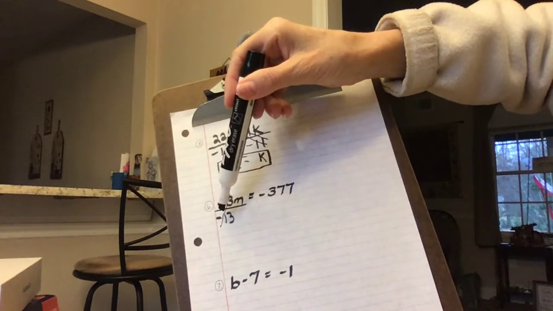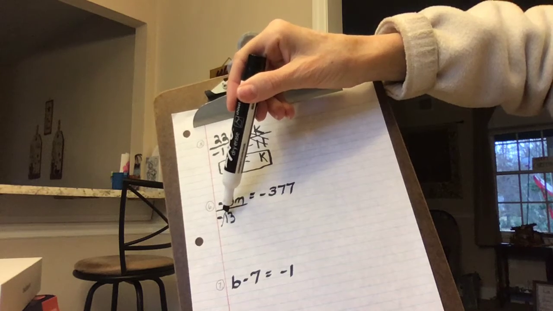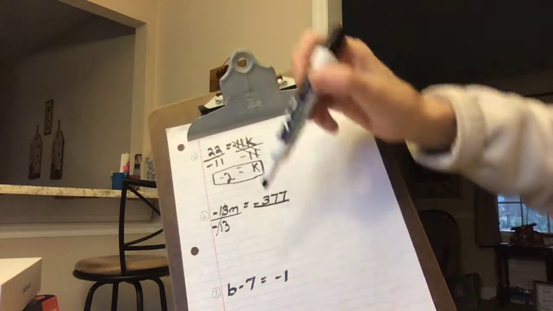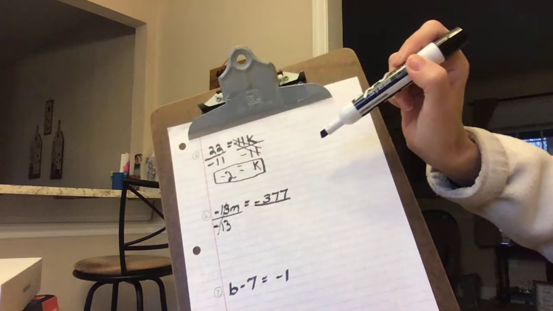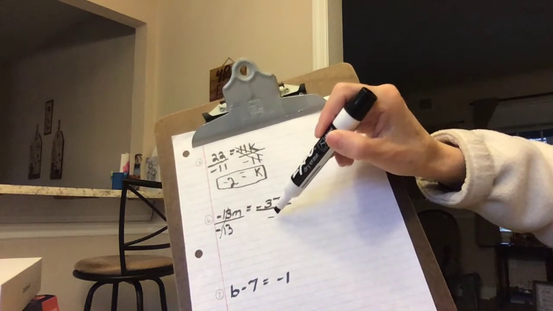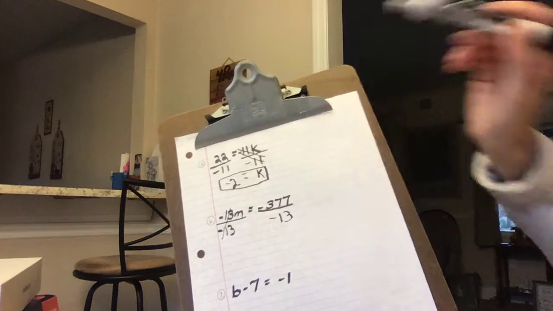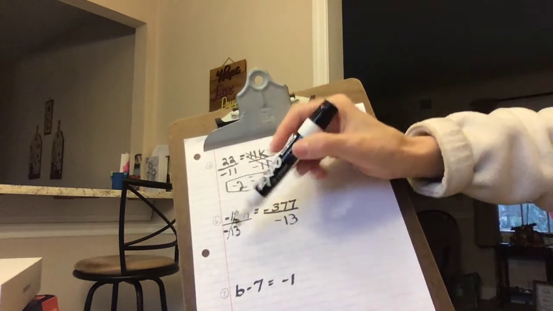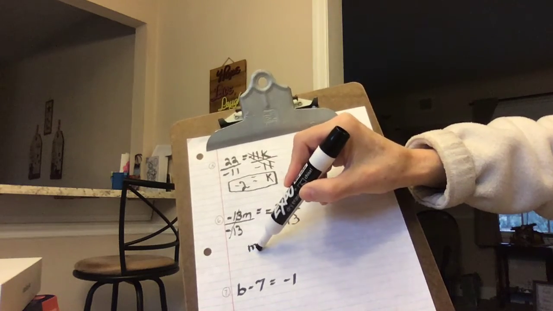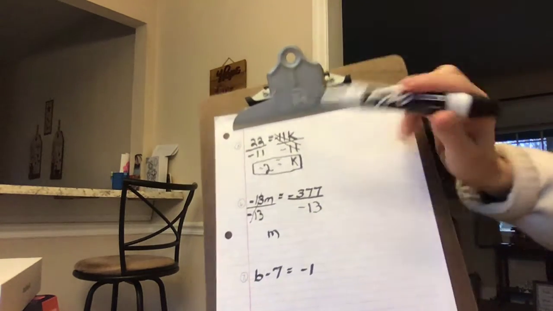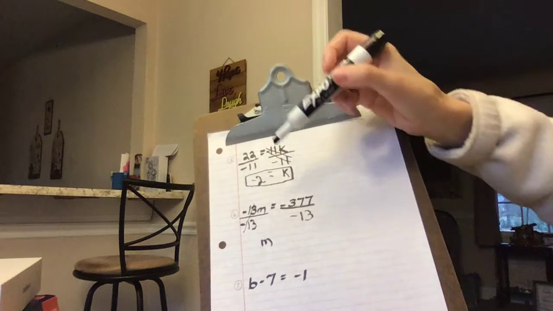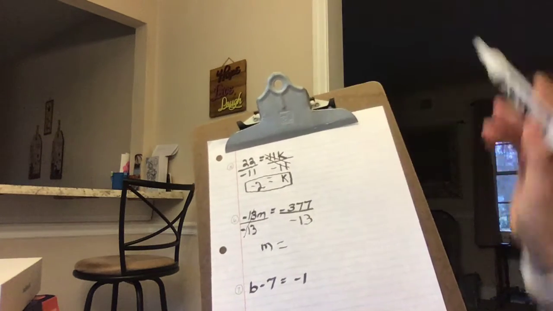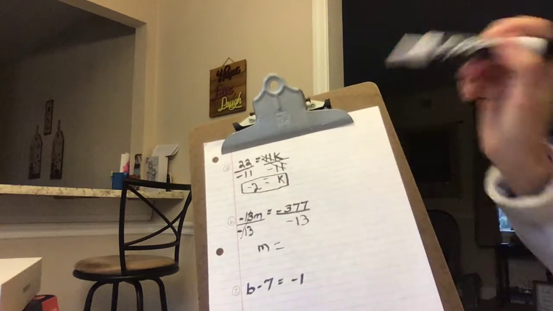So now you have -13. What you do to one side of the equal sign, you need to do to the other side. So you take your -377 and you put a -13 underneath, okay? You have your m alone now. You bring your m down just like that. Okay, you go from left to right solving your equation. You bring your equal sign down. That was the next thing, going left to right, and then you divide.